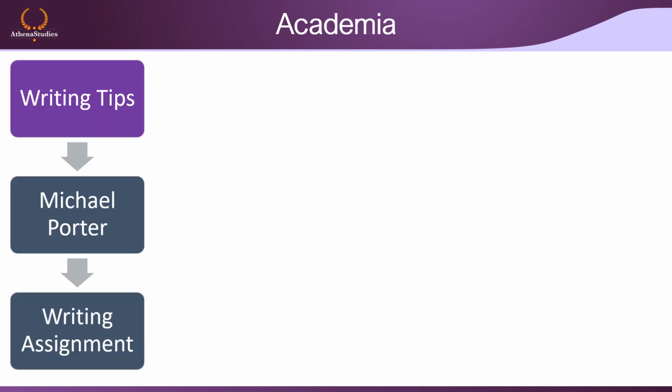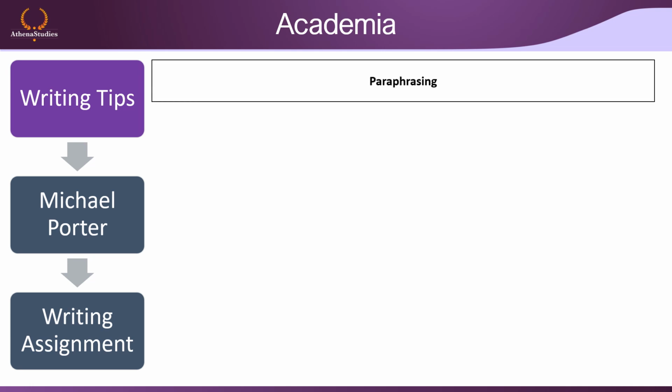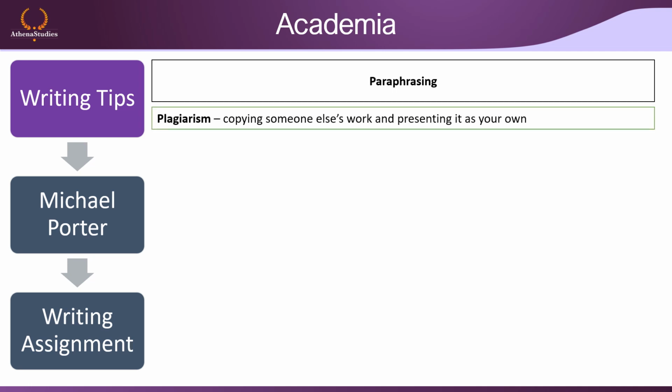Firstly, academia is extremely important because academia lists all the requirements you have to meet when you have a writing assignment for an academic institution. Paraphrasing is the focus that we are going to deal with today. However, paraphrasing comes after something that's way more significant and should be avoided at all costs, and that's plagiarism. Plagiarism is when you copy somebody's work and you present it as your own.